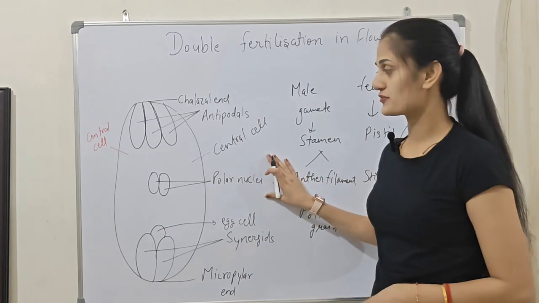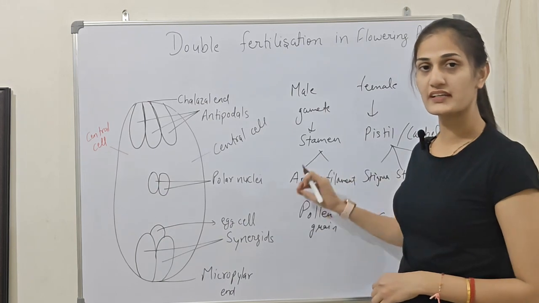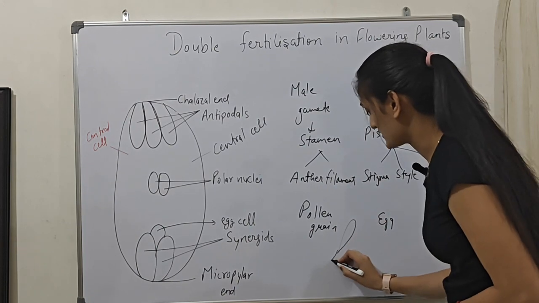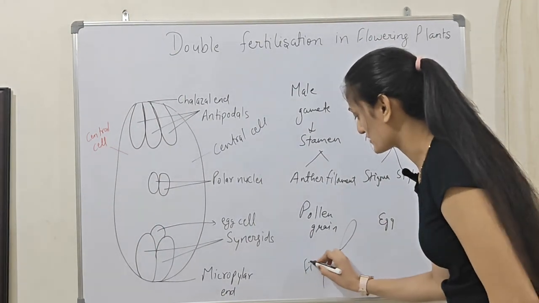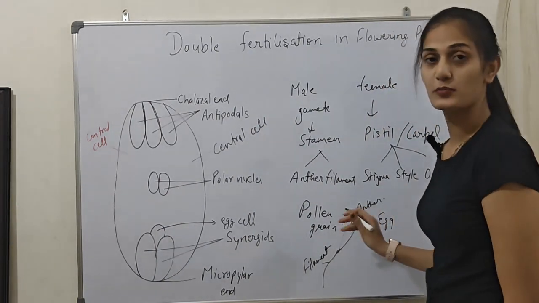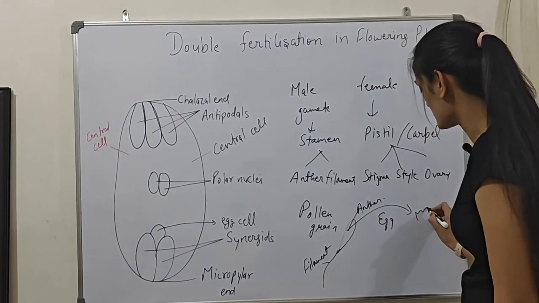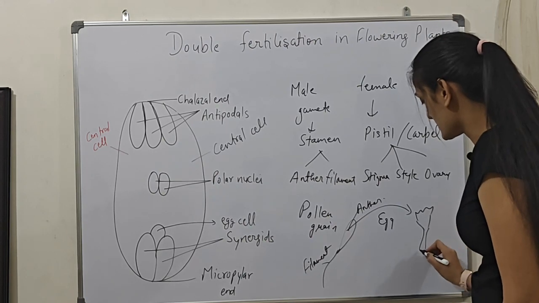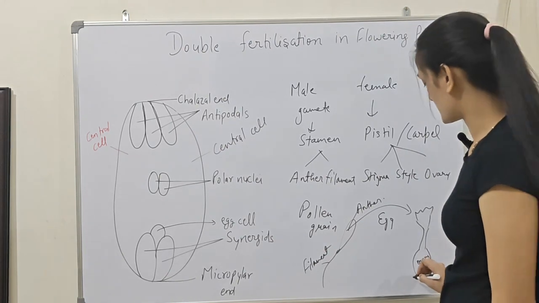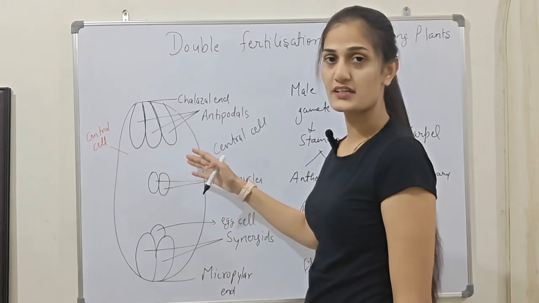Now the process of fertilization takes place. Firstly, the pollen grain reaches the stigma. This is the structure for anther, and this long stalk is known as filament, and this one is anther. The pollen grains are produced within this anther, and then the pollen grain reaches the stigma, then it leads to the style, and then it enters into the ovary part. In this ovary part there is presence of embryo sac, which is also known as ovule.